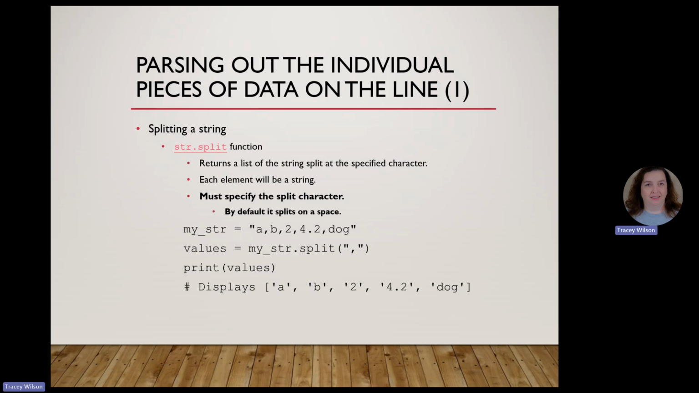When I do this, now values is a list and I can index it. I can access any piece of data in that list one at a time. So I could find out what animal is on every row by using the index of 4, right? Because there's 5 pieces of data, so it's 0 through 4. This makes sense?